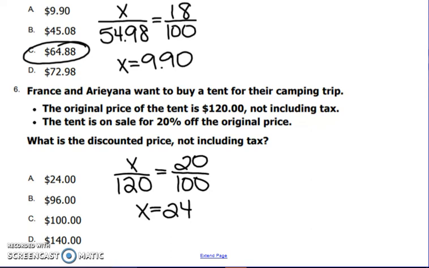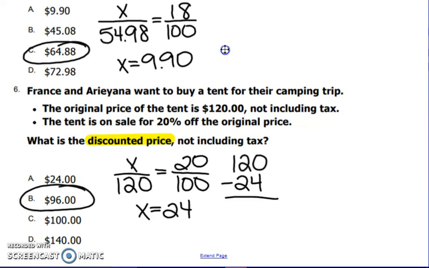But if we go back and we take a look at the question, the question is asking what is the discounted price. So that means we need to do 120 minus 24, which leaves you with answer choice B, $96.